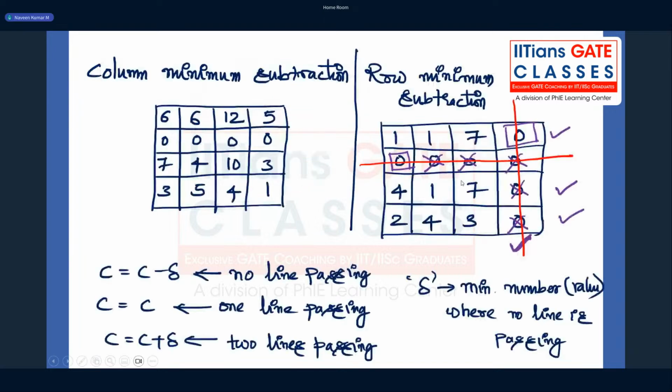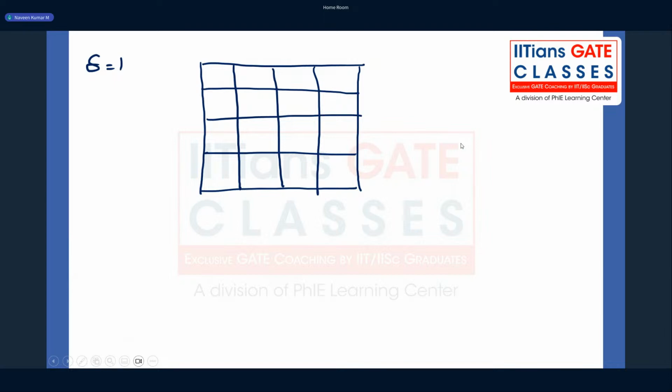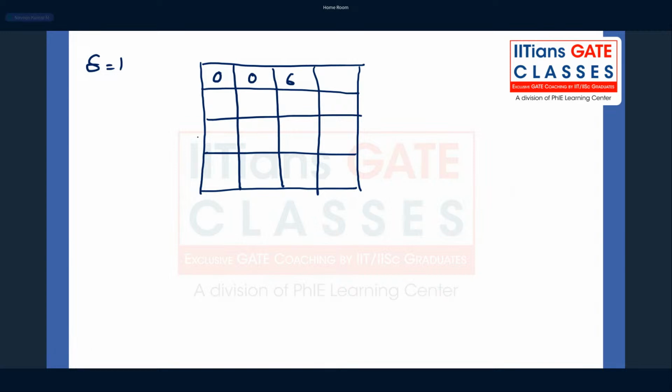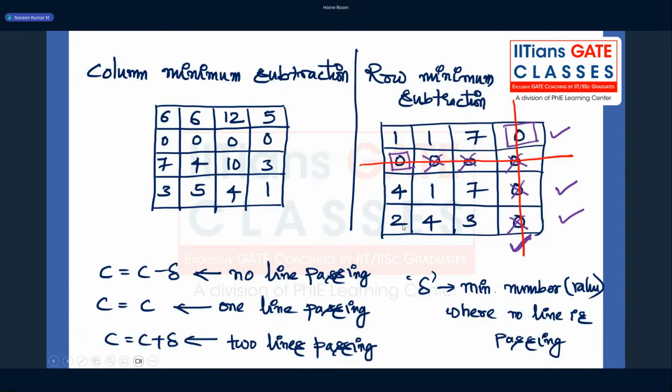And what do you have to do? You have to subtract delta where no line is passing. So here 1 minus 1 is 0, 1 minus 1 is 0, 7 minus 1 is 6. So 0 0 6. And again where no line is passing, 4 minus 1 is 3, 1 minus 1 is 0, 7 minus 1 is 6. So 3 0 6. And again 1 3 2, right?